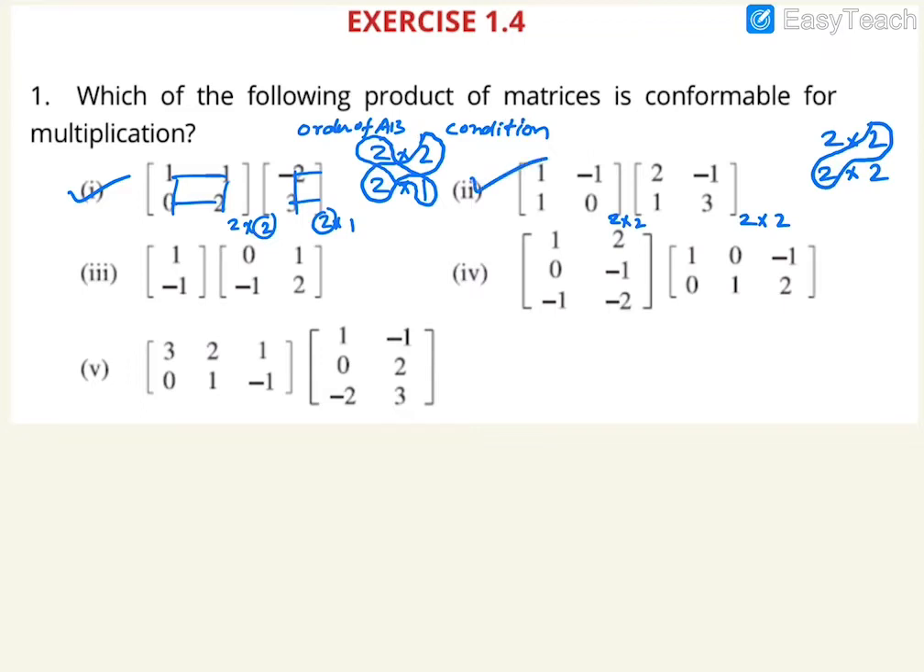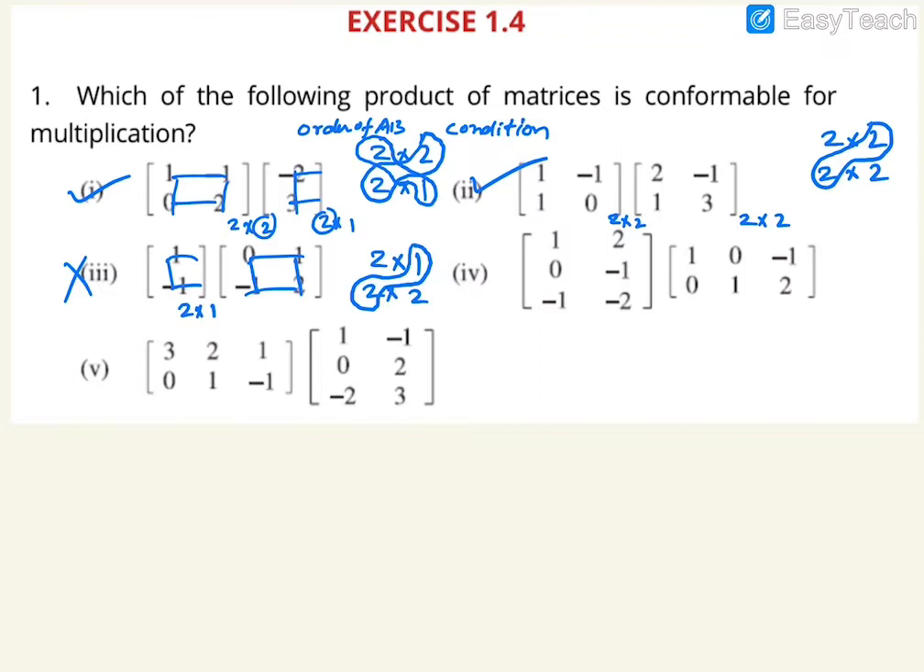The product is possible. Part 3, the order of the first matrix is 2 rows 1 column. Write here 2 into 1, and the second matrix has order 2 rows and 2 columns. Write here. Now check, the number of columns of the first matrix is not equal to the number of rows. The first matrix has 1 column and the second matrix has 2 rows, which is not same. So here in part 3, the product will not be possible. Product of these matrices will not be possible. So we can say in part 3, the two matrices are not conformable for multiplication.